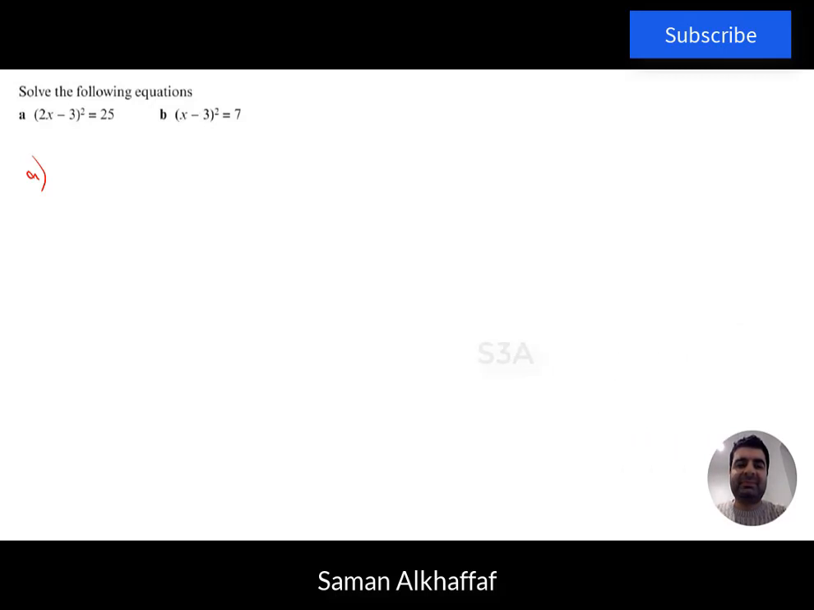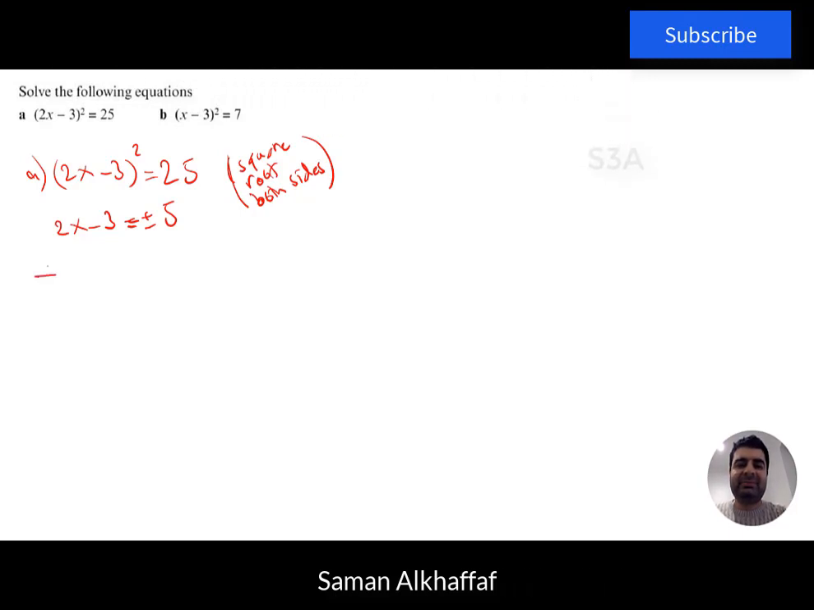So we have 2x minus 3 in between brackets squared equal 25. So first we take the root, so we say square root both sides, so that will give us 2x minus 3, and on the other side we will have plus minus 5. So now we will move the plus minus to one side.